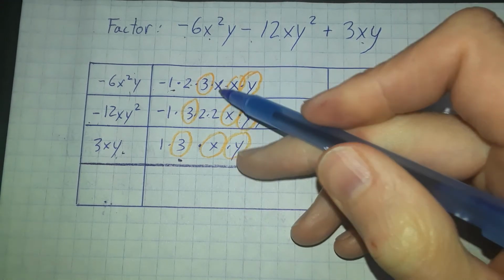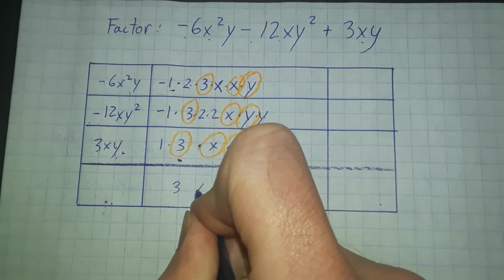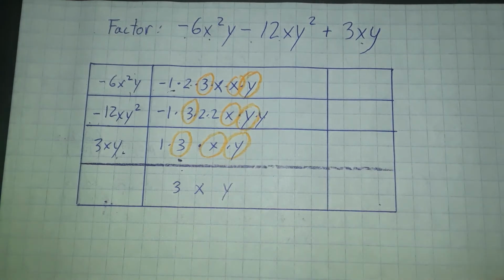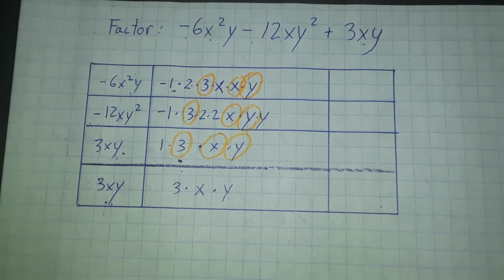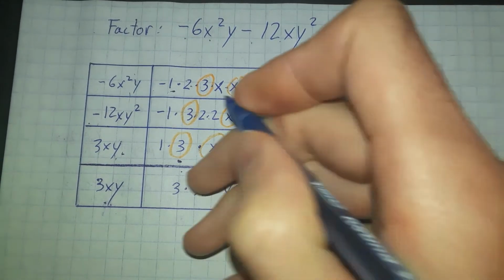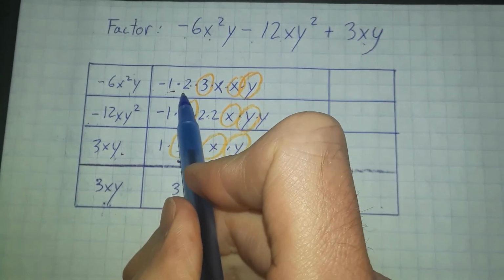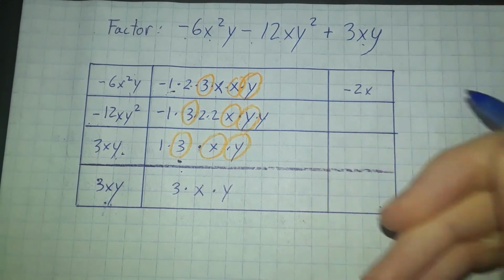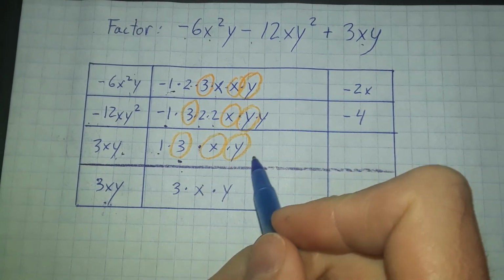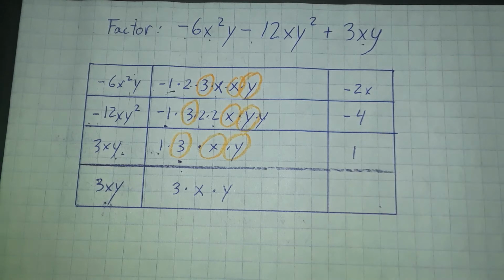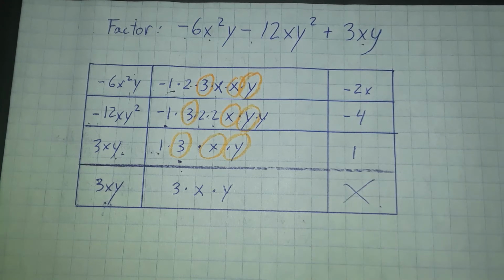So the things that I have circled in common, I'm going to write down here. So I have a 3, an x, and a y. That was circled on each one. When I multiply those together, I get 3xy. Over here to the side, I'm going to write everything that wasn't circled as a product. So I'm going to multiply negative 1 times 2 times x to give me negative 2x. Negative 1 times 2 times 2 is negative 4. And then 1, there's nothing else. 1 times, it's just 1. Here we don't have to write anything in this one.